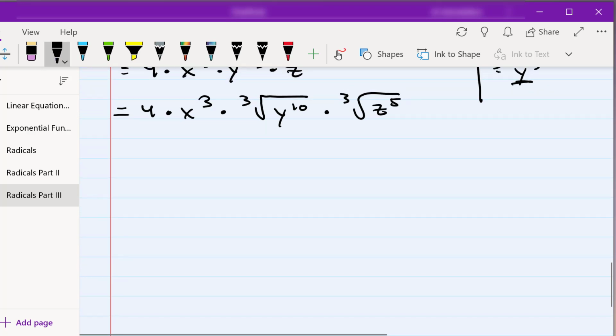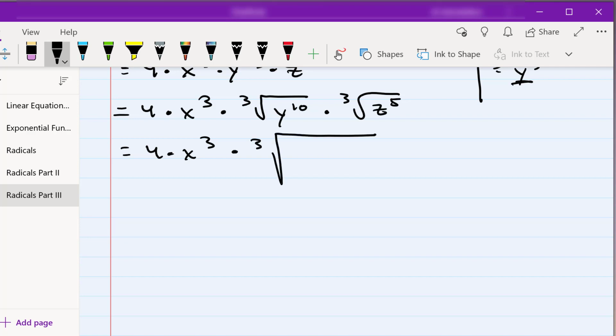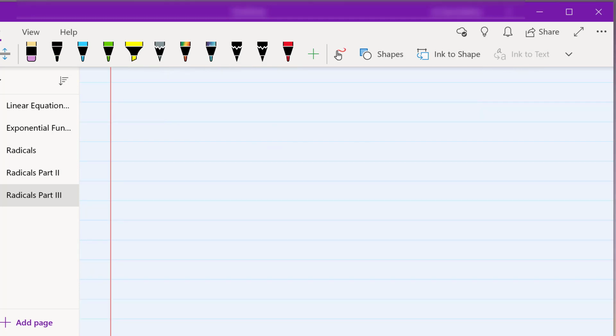Or we can rewrite this as 4 times x cubed multiplied by the cubed root of y to the 10th power multiplied by z to the 5th power. So there's a couple ways of doing this. Let us look at another problem.